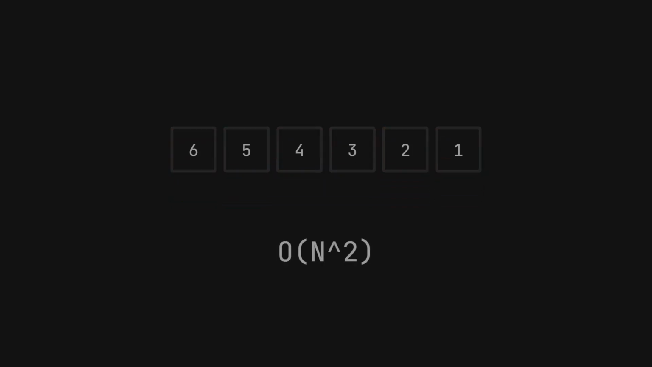In the best case scenario, the input is already sorted and the algorithm only requires n-1 comparisons, making it an O(n) algorithm. However, in the worst case scenario, the input is sorted in reverse order and every item must be shifted over to make room for the new item, leading to a total of n times n-1 divided by 2 comparisons, making the algorithm O(n squared).